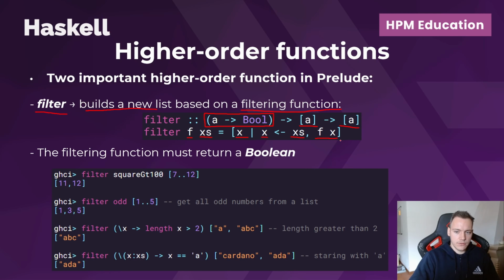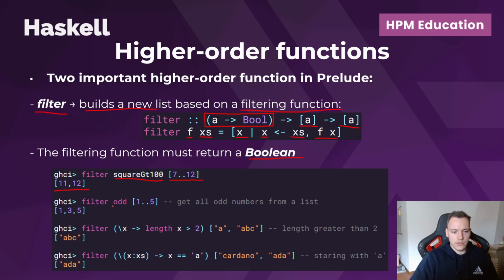So that's the filtering function, and we can check some examples here. So the important note is that this function that we take in always must return a Boolean to be a valid filter, unlike map. If we filter square GT100 on this list, then we remember that 7, 8, 9, and 10 are going to equate to false for this function. So those elements will be dropped, and then we only get 11 and 12, which satisfy this predicate.